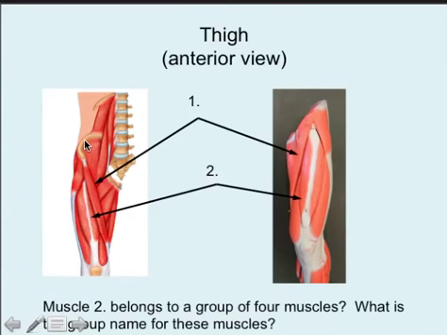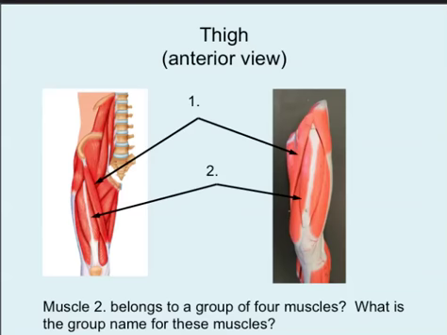Okay, two more muscles. Muscle number 1 is the sartorius. Muscle number 2 is the rectus femoris, a member of the quadriceps femoris group. Muscle number 2 belongs to the quads. What is the group name for these muscles? The formal name, the quadriceps femoris. Now, why is it named that? Quad, because there are 4 muscles that make up this group.